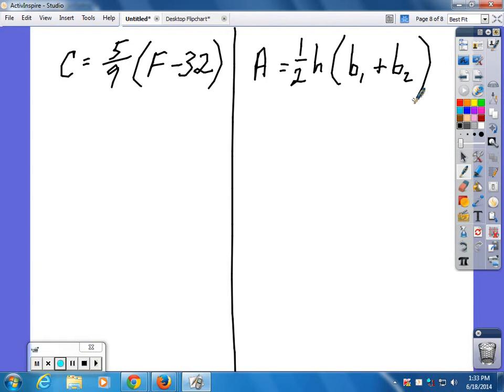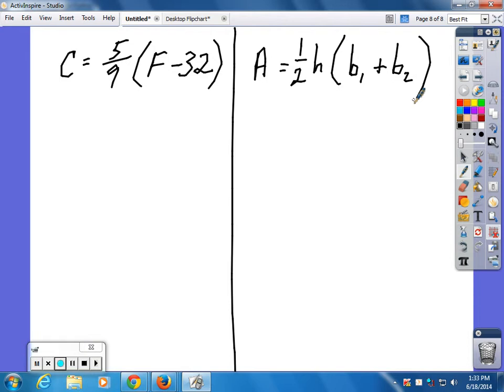I'm going to multiply it. Now, you can also clear the fraction by multiplying by 9 and then dividing by 5. You could do it by multiplying by 9, distributing the 5. You could do it by multiplying by 2 and distributing the h. There's 4 or 5 different ways you could do each of these. But you will come out with the same what? Answer. What's the simplest way? Clearing the fractions.